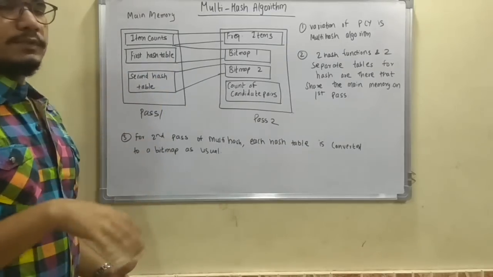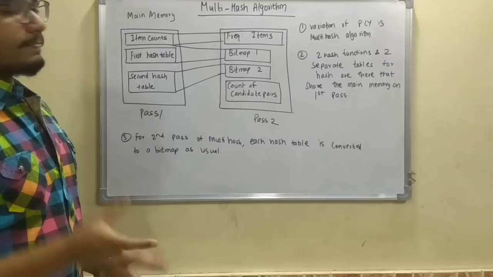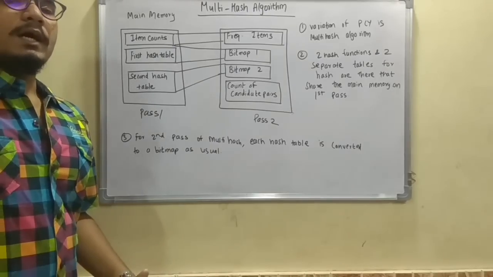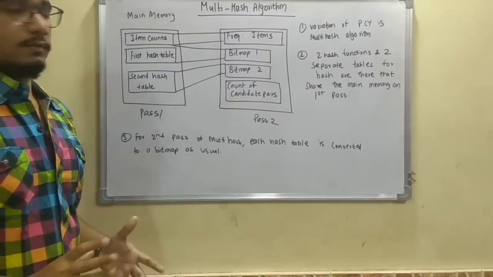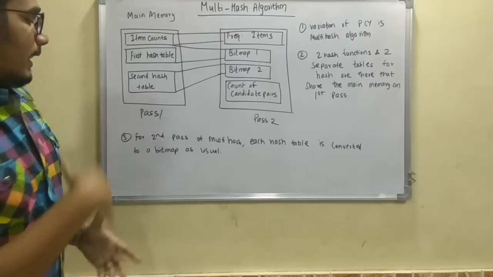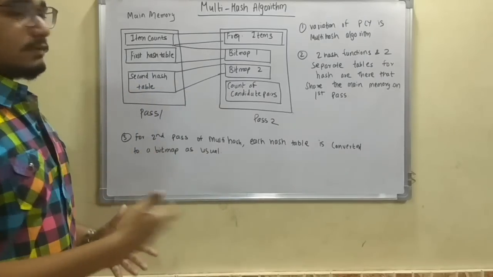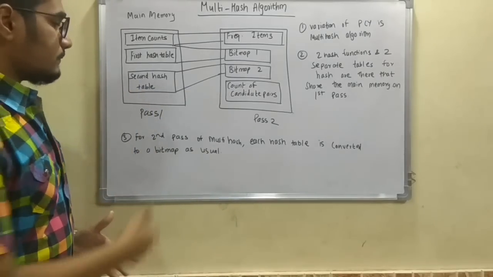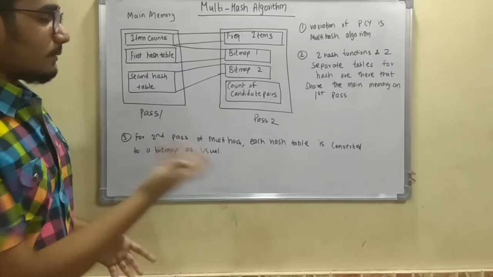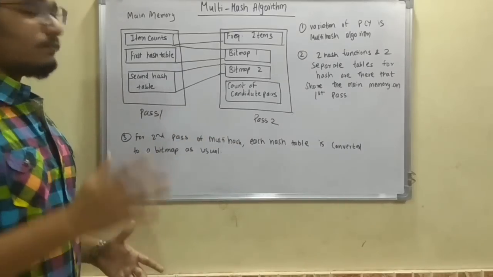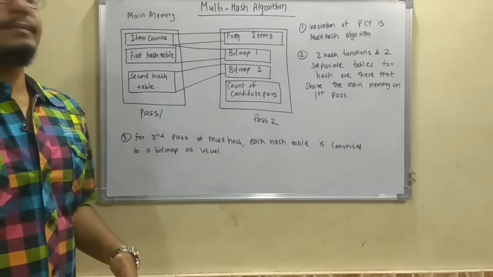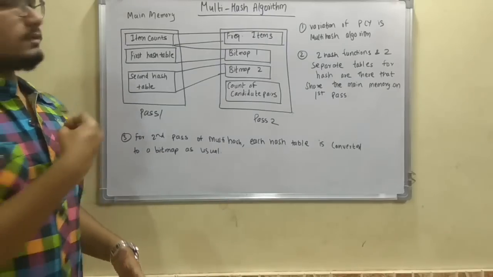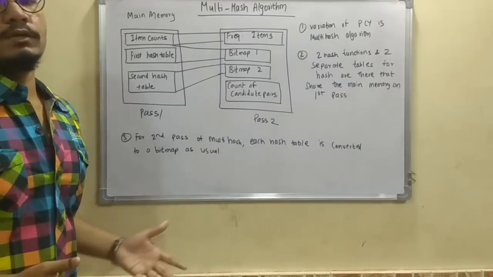Hash tables and hash functions are both kept in the main memory, as we have seen in the PCY algorithm. In that we had only one hash function or one hash table, and for the second pass it is the same as for the other algorithms, and for multi-hash also it remains the same. That is, each hash table is converted to a bitmap vector as usual, and we have the count of candidate pairs as well as the frequent items. So this is a simple algorithm, the multi-hash algorithm.